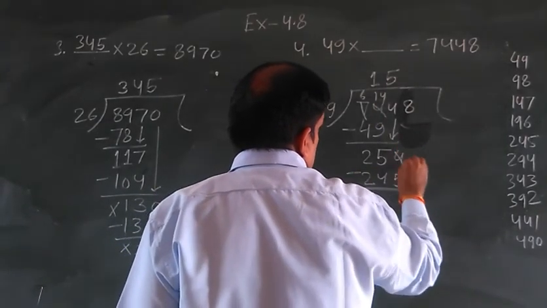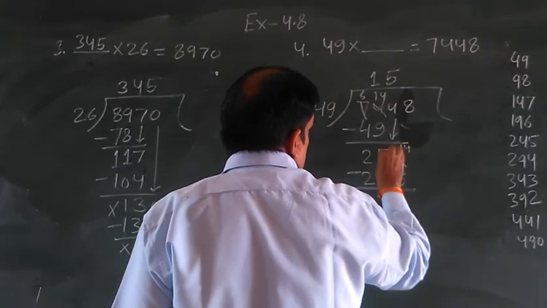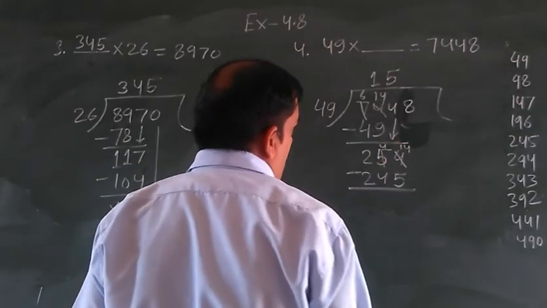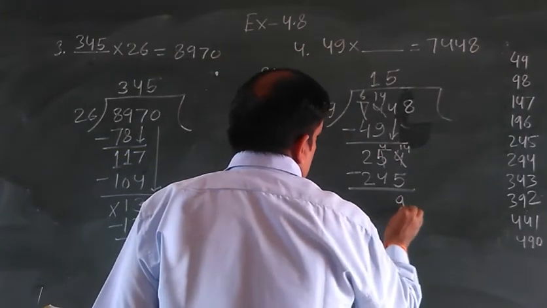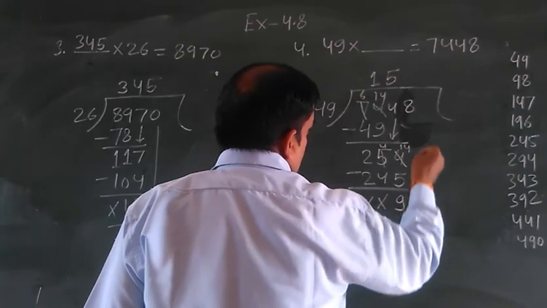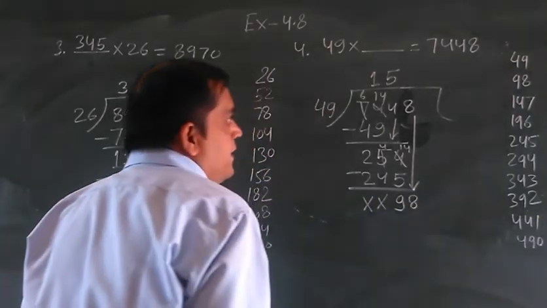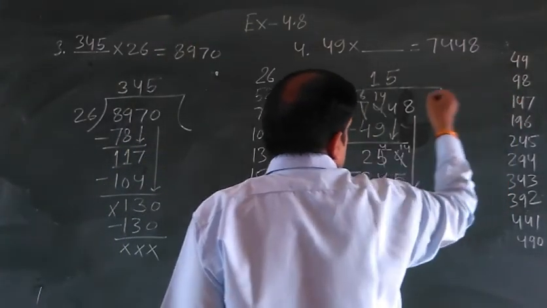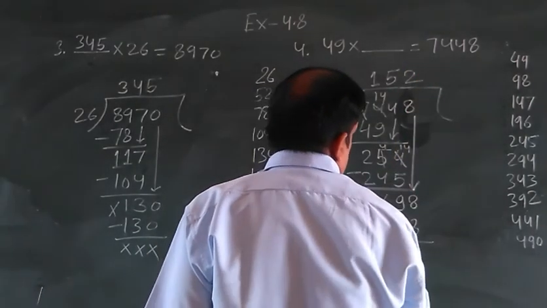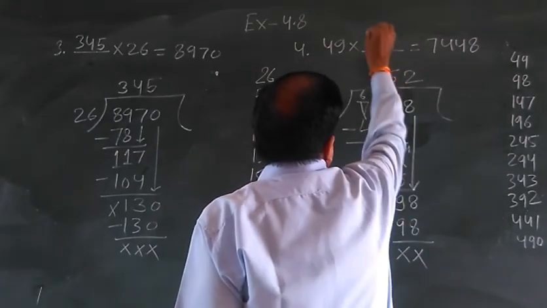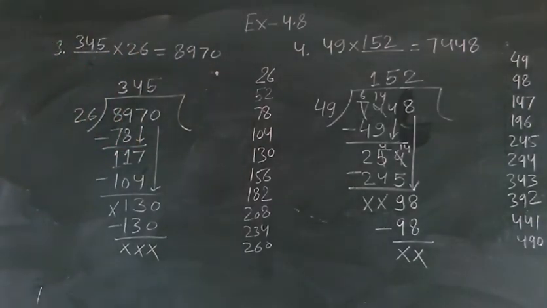We write here the 5. Now again 4 will not be subtracted by 5. So we take the carry, it is 14, and it is 4. So 14 minus 5, we get 9. 4 minus 4, 0, 2 minus 2, 0. And the 8 will be brought down here. Here is 98. You have seen in the table of 49 it is 98. How many times will it be? 2 times. And 98 minus 98 is 0. So the other factor is 152.